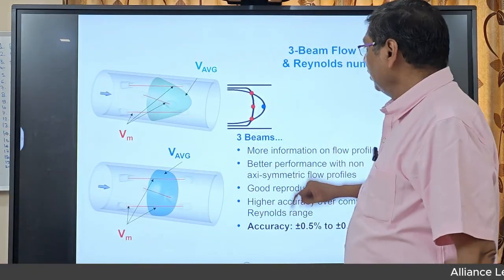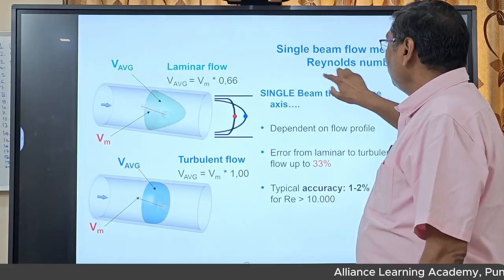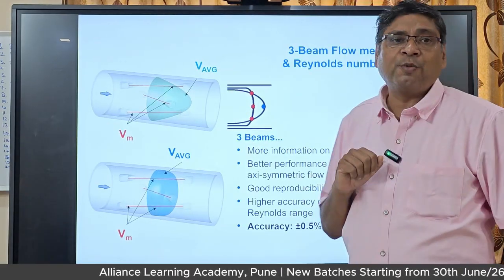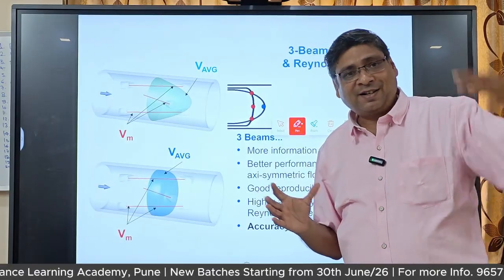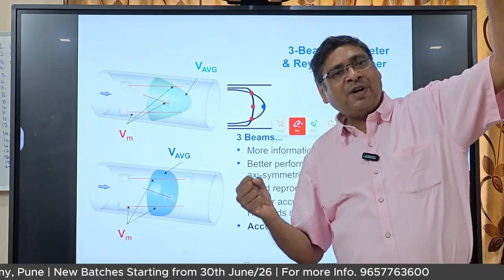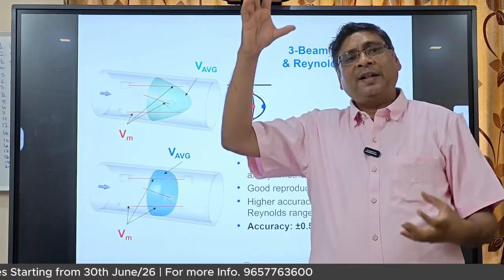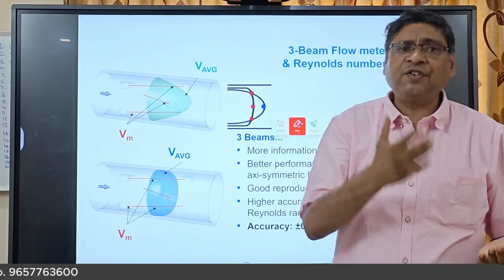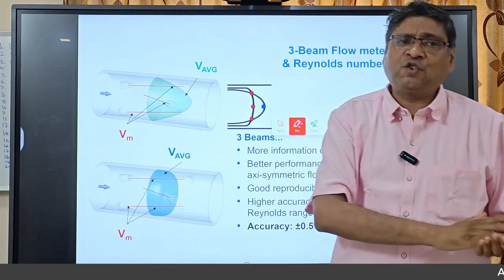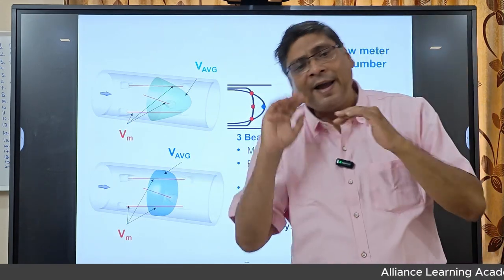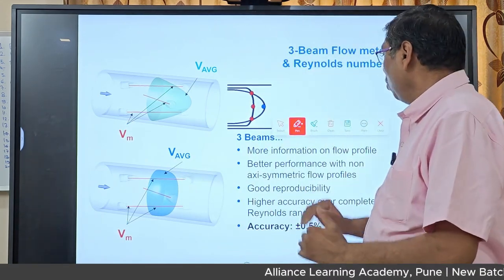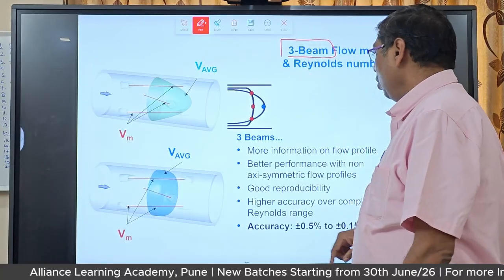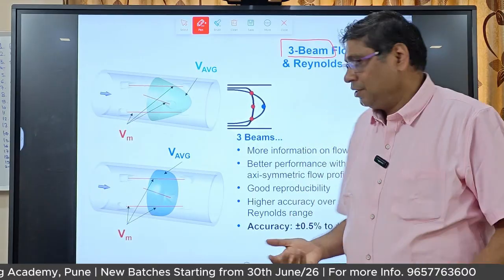Now here you see we are using a 3 beam flow meter. 3 beam means there are 6 sensors, A1 B1, A2 B2, then A3 B3. Three paths, three velocities V1, V2, V3. V average is equal to V1 plus V2 plus V3 by 3. So why are we doing this 3 beam? Because we want to have better accuracy. So what happened?